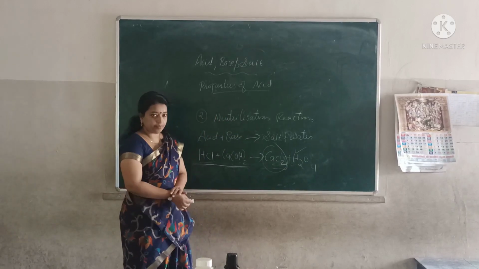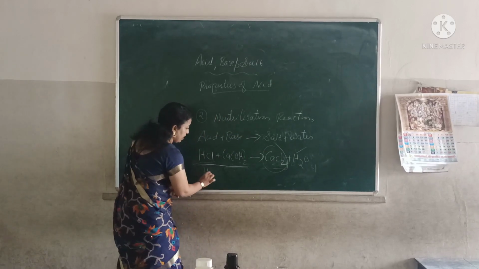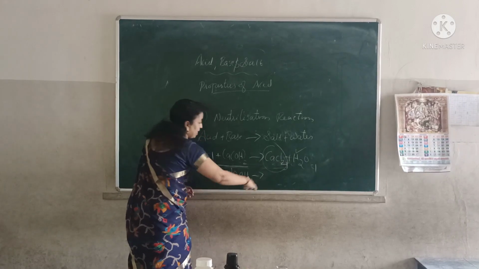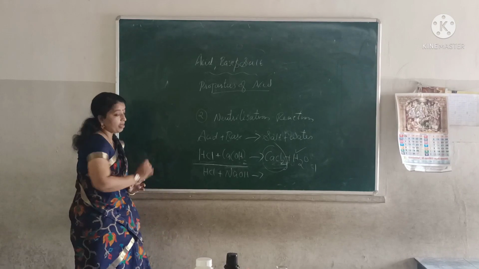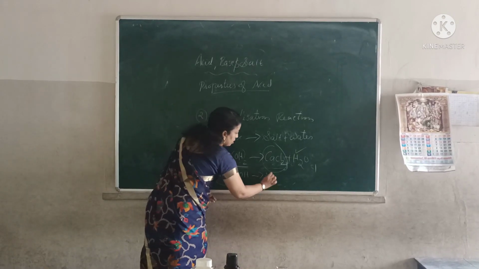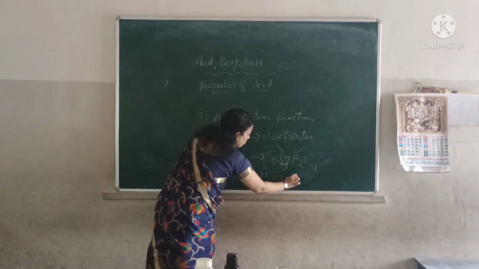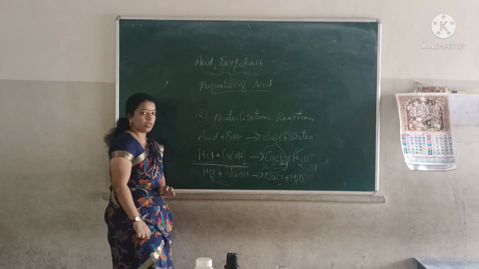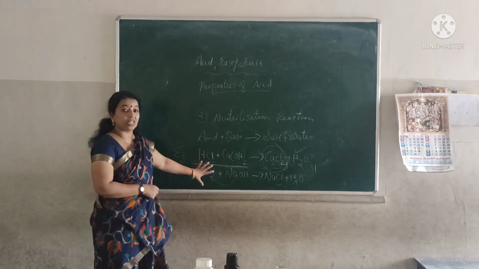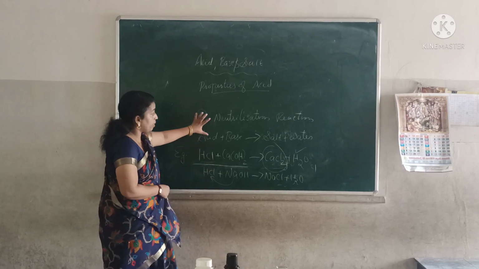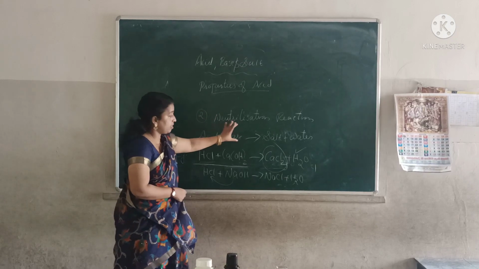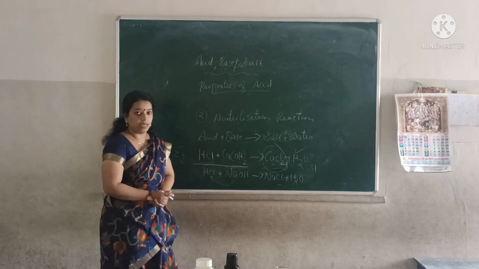And along with that, water is also forming. The same you can do with HCl plus NaOH, sodium hydroxide, another base. Then what will be the salt forming here? NaCl, sodium chloride, and water, right? So these are examples of neutralization reaction. What do you mean by neutralization reaction? When an acid reacts with a base, salt and water form.